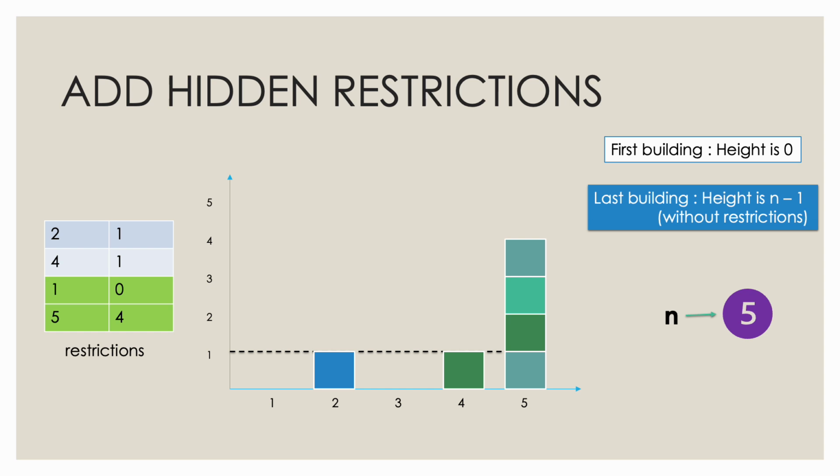So basically, let's say my maximum height of building 1 can be 0, right? That's the maximum we can go. And what happens if there were no restrictions? If there were no restrictions, how would the height change?